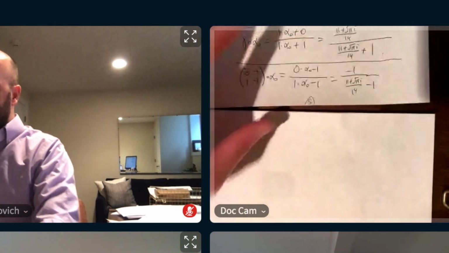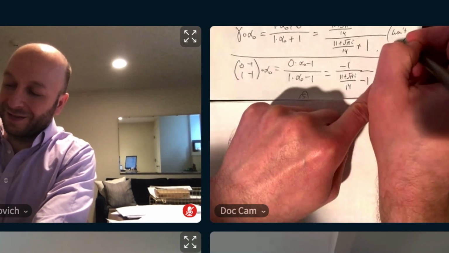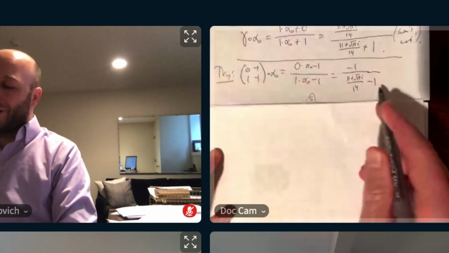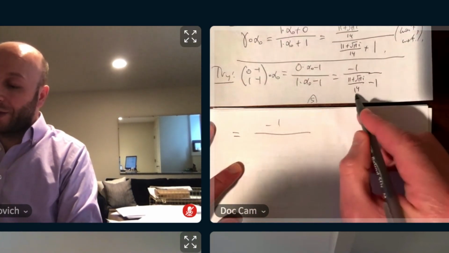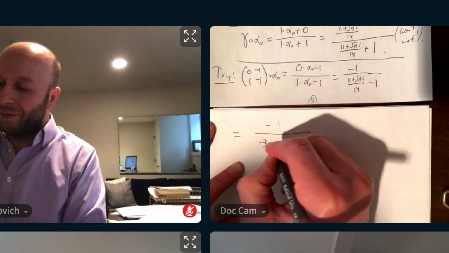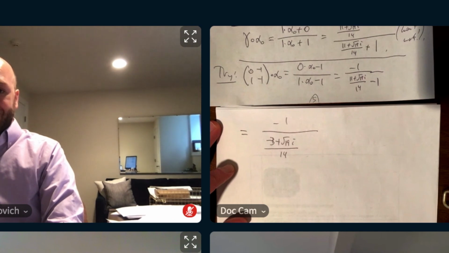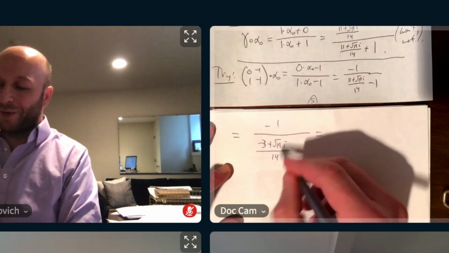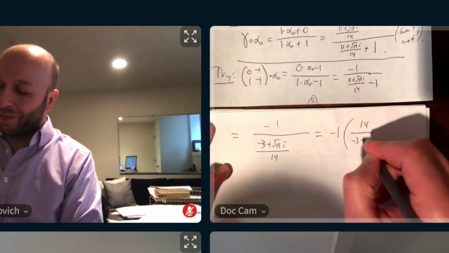Let's continue the calculation. So this won't work. Let's continue. We're going to try this instead. So this is equal to negative 1 over, when I subtract 14/14, I get a negative 3 plus root 19i over 14. And dividing by a fraction is the same as multiplying by the reciprocal of the fraction. So that's negative 1 times 14 over negative 3 plus root 19i.